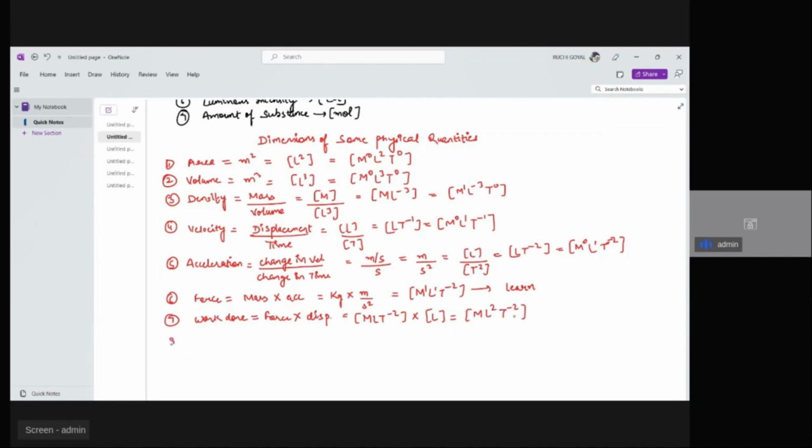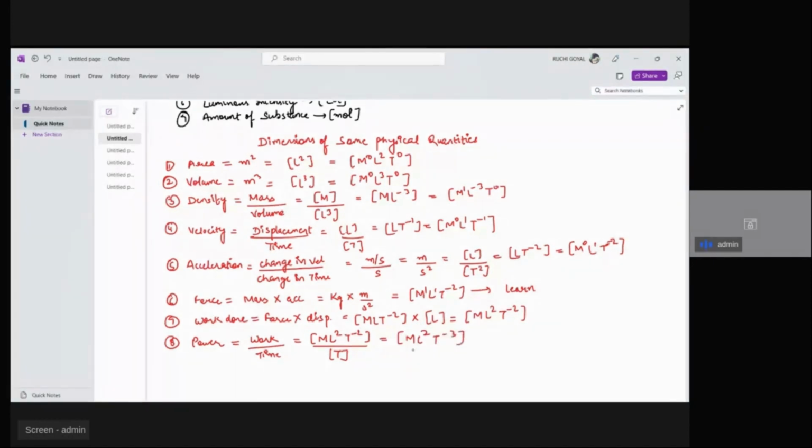Next we can find power as well. What is the formula of power? It is work done upon time. So work done is M L2 T minus 2 divided by time. Correct? So we can write it as M L2 and T minus 2 and minus 1. It will be T minus 3. This is power.